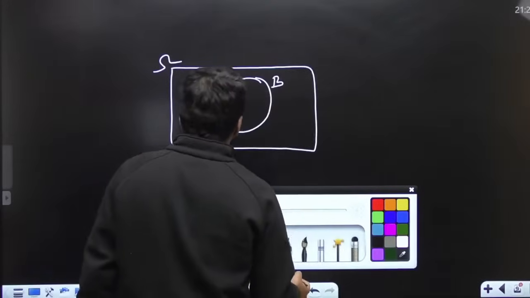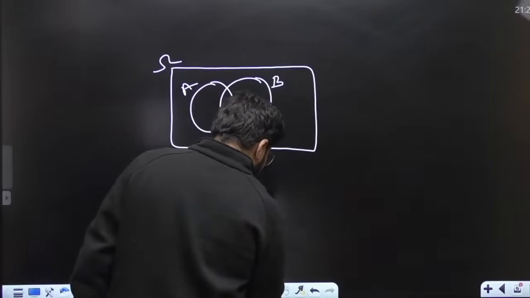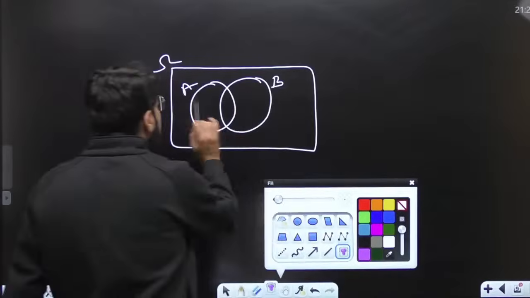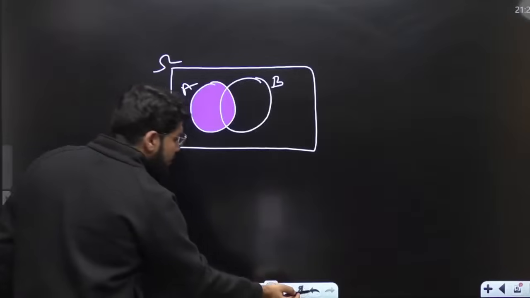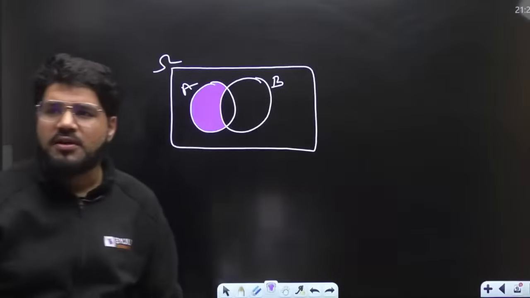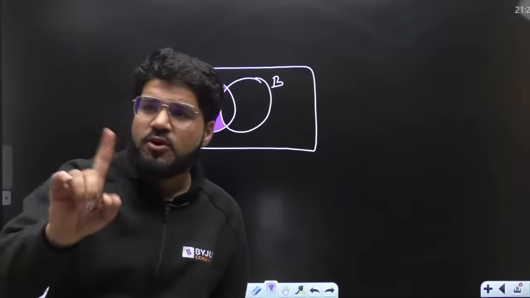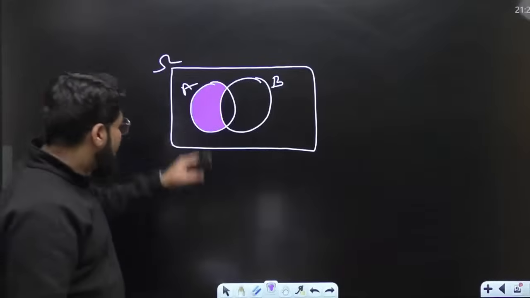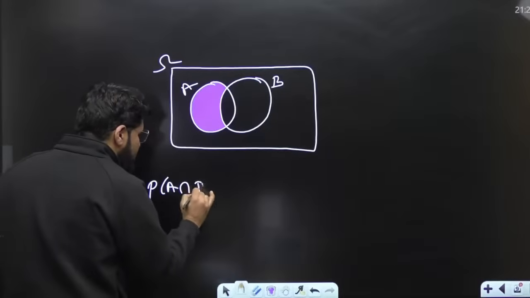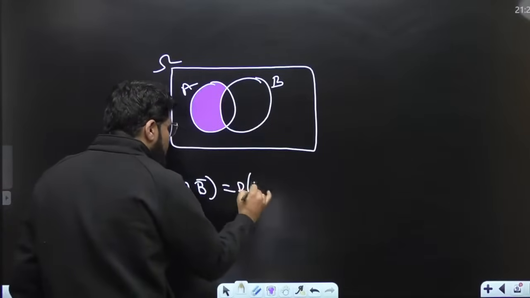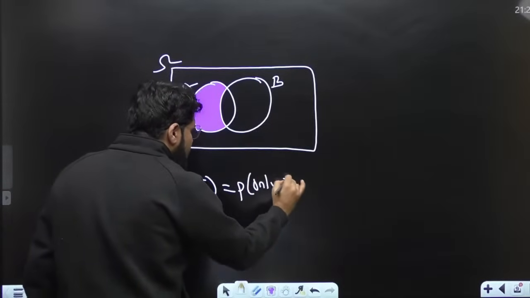A happens. Let me shade this region. This is where A happens. This is total A, but B should not happen. So remove the common portion. No, it's not 1 minus PB. That means when I say P of A intersection B bar, it means the probability of the occurrence of only A.